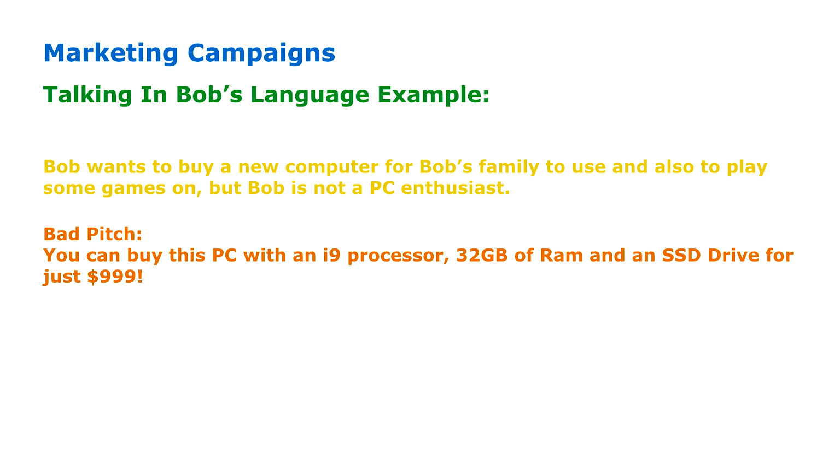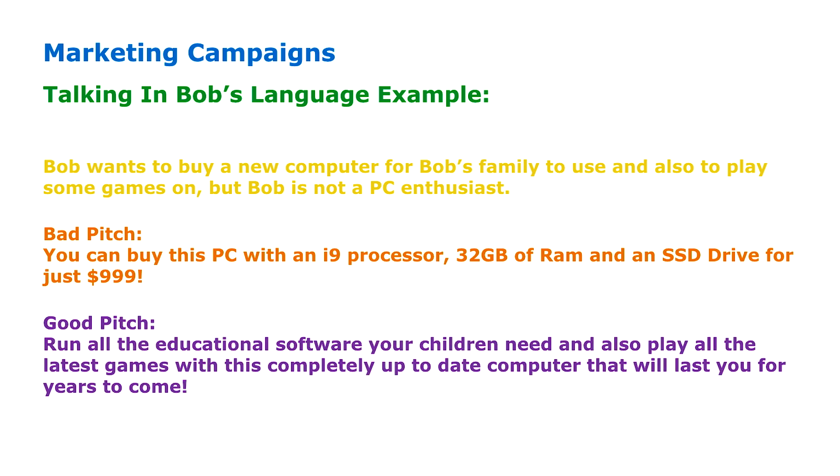But that doesn't mean anything to Bob. Bob doesn't know what an i9 processor is. Bob doesn't know what 32 gigabytes of RAM is. He doesn't know what an SSD drive is. So you're selling him things that he doesn't understand, so he won't buy. Let's look at a good pitch. Run all the educational software your children need and also play all the latest games with this completely up-to-date computer that will last you for years to come.